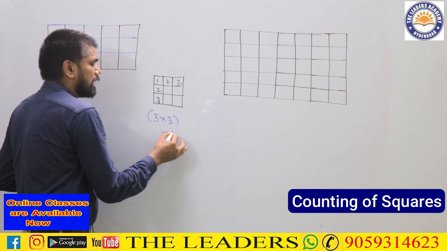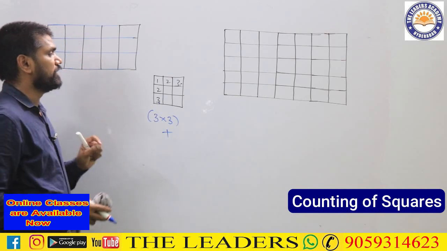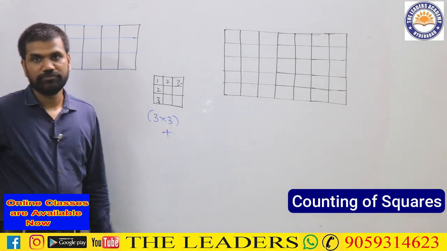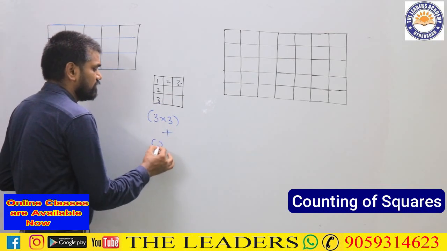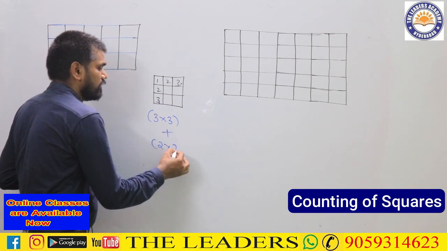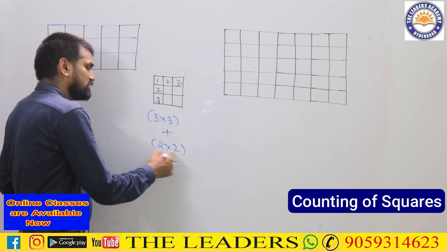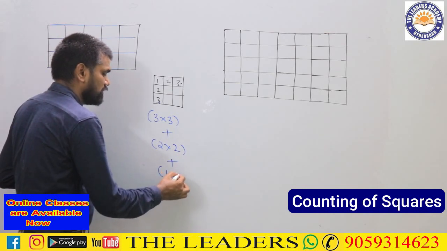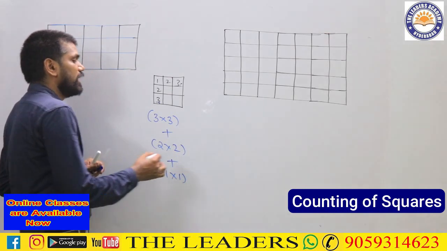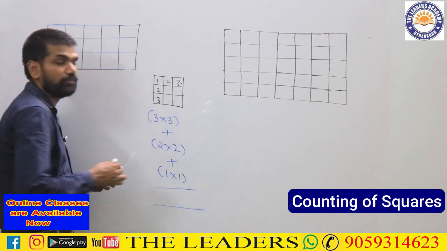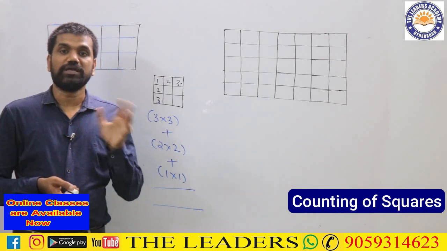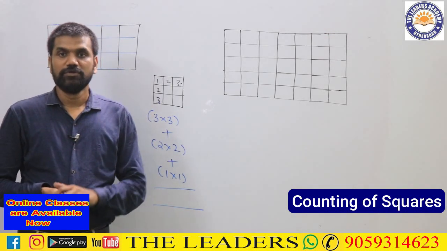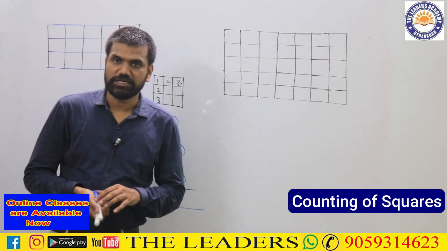After that step, keep on decreasing each term by 1. If you decrease this by 1, that will give you 2. If you decrease this by 1, that will also give you 2. Plus, next again decrease both by 1 each, so that will give you 1 into 1. You simply add this, and that will give you the total. So this idea is applicable whether it is a square grid or a rectangular grid. This is a universal technique, I can say.